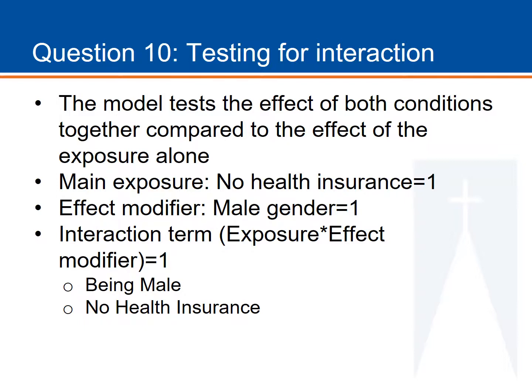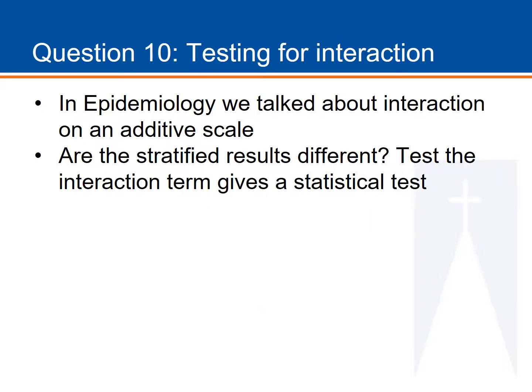But is the difference statistically significant? Could that difference be random chance? In epidemiology, we didn't have a way to test that question statistically. Using a logistic model, it is possible to answer that question by entering an interaction term. The interaction term multiplies one variable against the other. In this case, the variables are 0, 1 variables, so multiplying them together will mean that the interaction term stands for having no health insurance, the main exposure, and also being male, the effect modifier. The logistic model tests the statistical significance related to this interaction term.